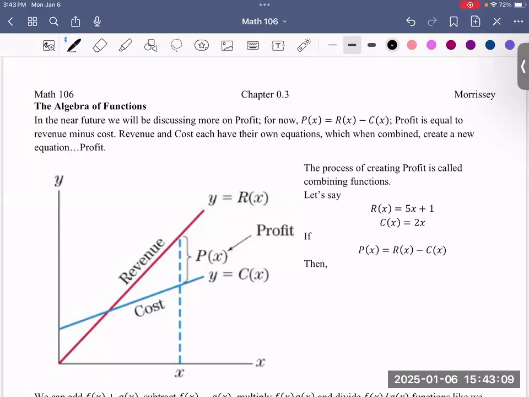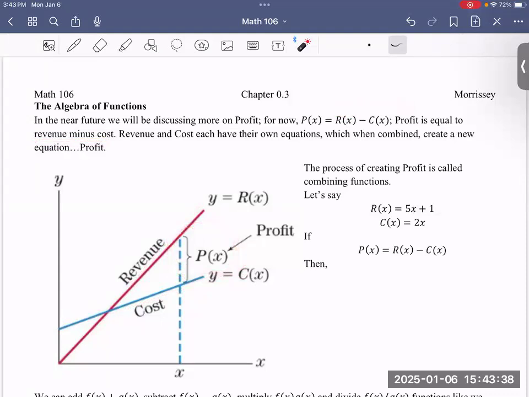So first, it says in the near future, we'll be discussing more on profit. But for now, we can conclude that P of X is equal to R of X minus C of X. So therefore, profit is equal to revenue minus cost. So we have revenue here, and then we have your cost, and we're going to subtract the two. Now, revenue and cost each have their own equations, and then when combined, we'll end up getting profit.